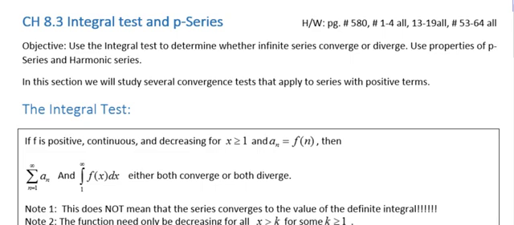Okay, so now let's come to the integral test. There are two tests. One is called the integral test and one is called the p-series. Make sure you know them both very well.